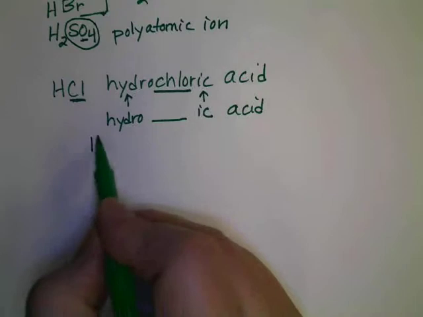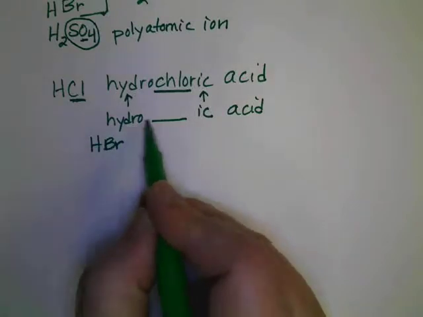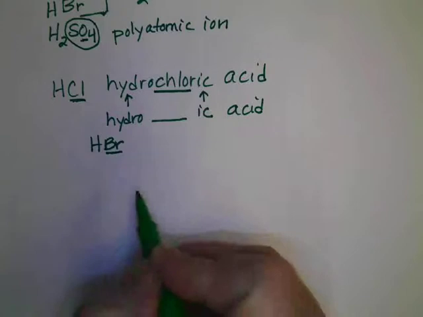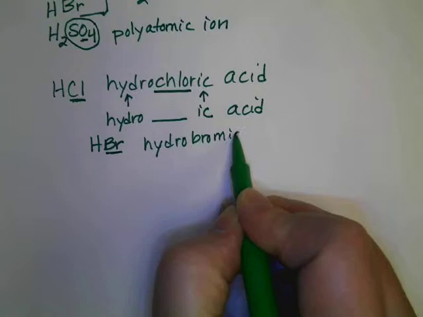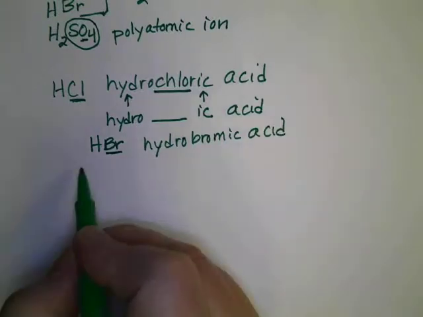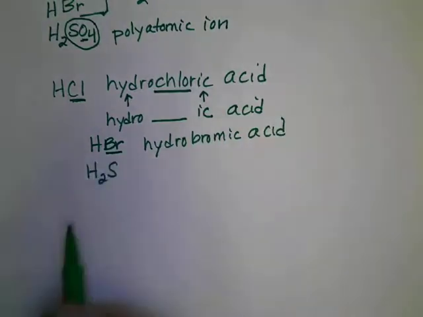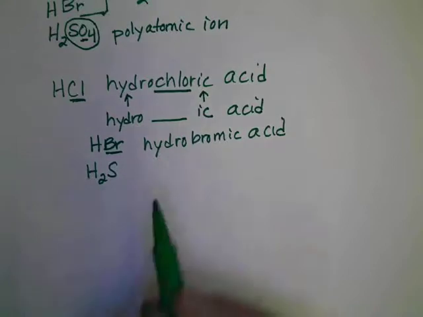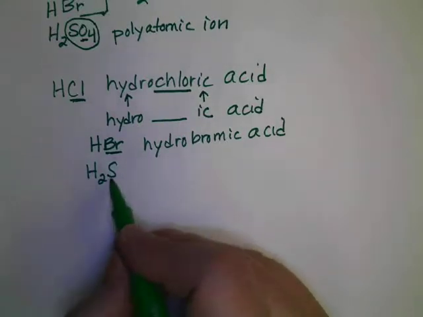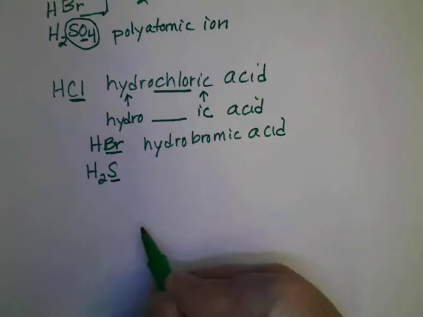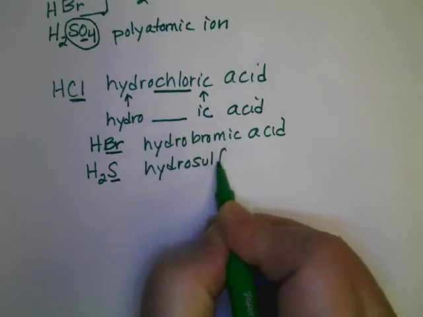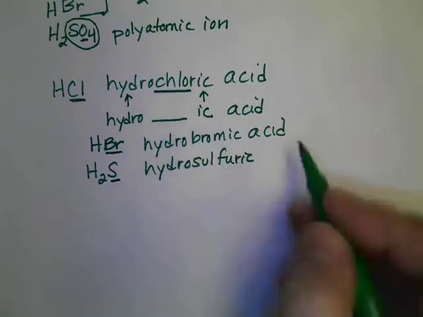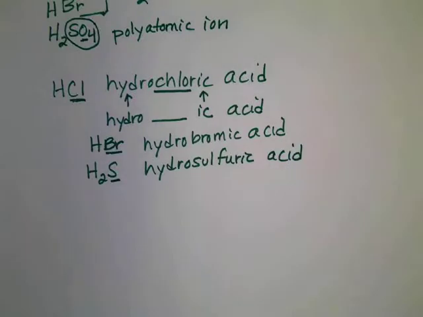So therefore, if I go HBr, this is hydrobromic acid because this is bromine. We could have H2S. I need two hydrogens to the one sulfur, but it doesn't matter that I need two hydrogens. I still follow the same rules. The anion is sulfur, so it's hydrosulfuric. Little bit of change there at the end. Acid. Right, so that's how we name binary ones.